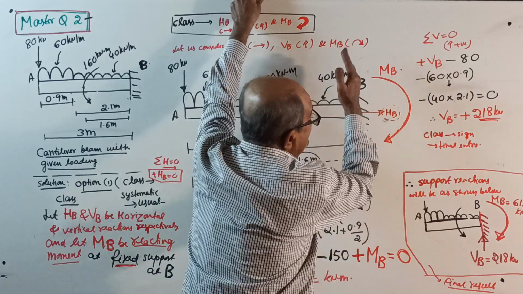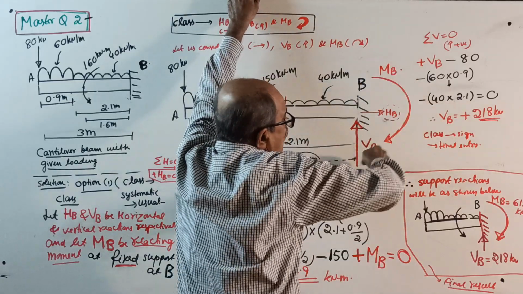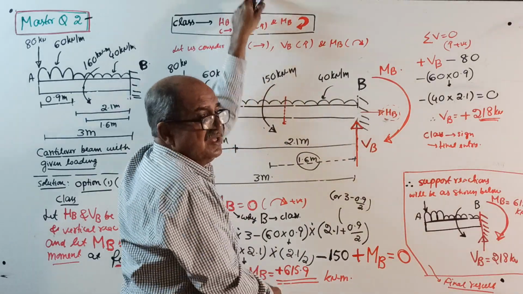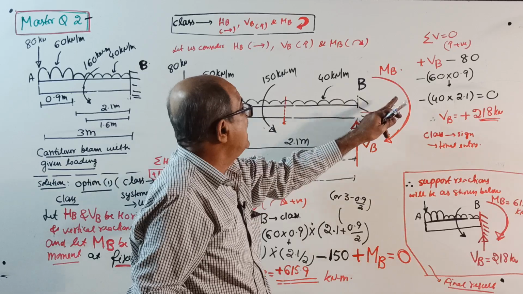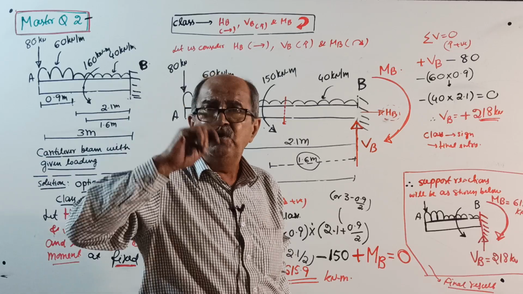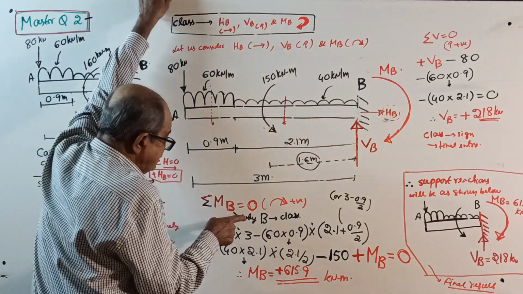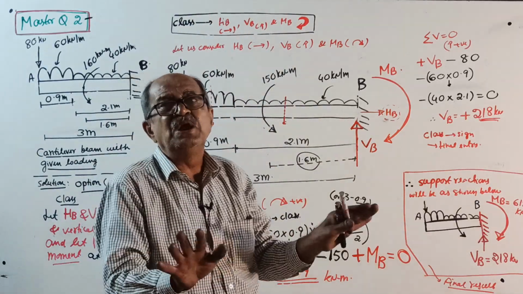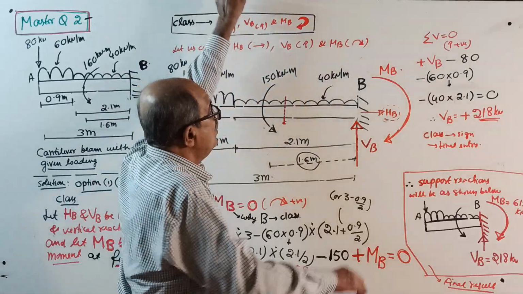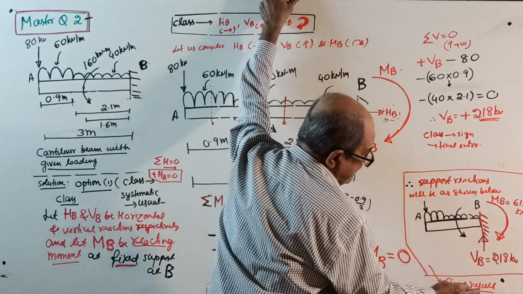We took VB upward, positive came, so VB is up 218 kN. You took MB clockwise, positive came. This positive means whatever direction you assumed is correct, not that it is clockwise. Last time also you got positive; you assumed anti-clockwise, so you entered anti-clockwise. This positive sign and the sign convention have no link together. You take whatever you want, and this will come plus if it is correct. So, MB clockwise of 615.9 kilonewton meter. This is the final result entered here.